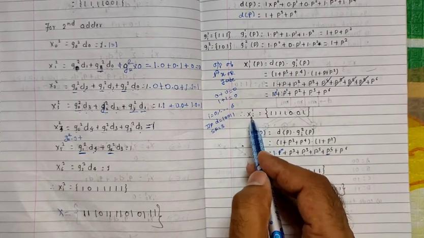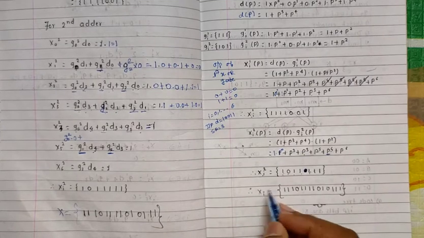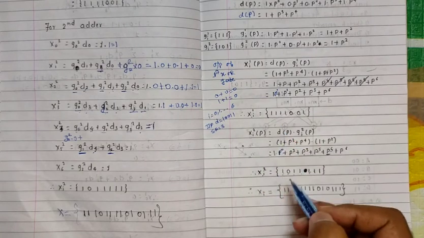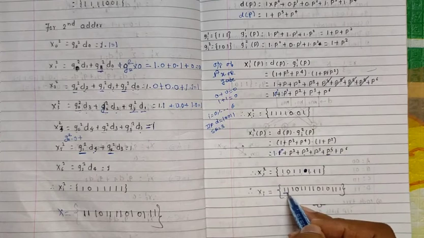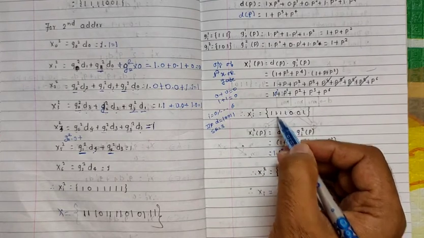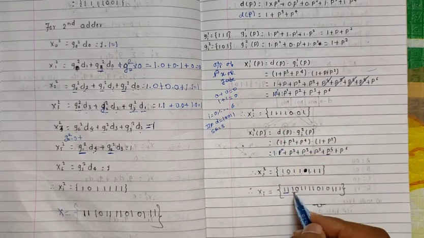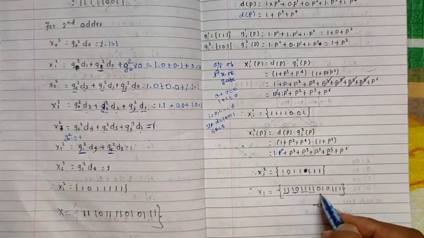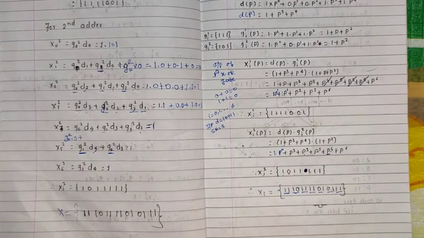So we got the values of Xi1 and Xi2. Now to write the final output X, how can we write it? We take 1 bit from the first XOR gate and 1 bit from the second XOR gate. So 1 1, then the second bit from the first XOR gate and the second bit from the second XOR gate, so 1 0, then the third bit from each, 1 1, 1 1 0 1 0 1, and finally 1 1. This is how we get the output.